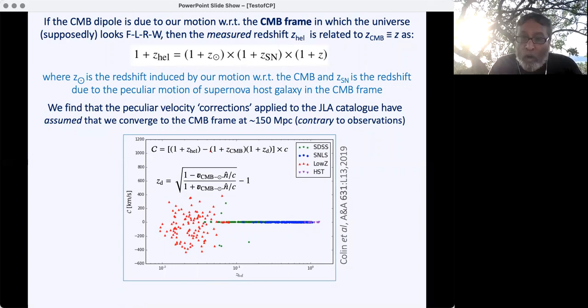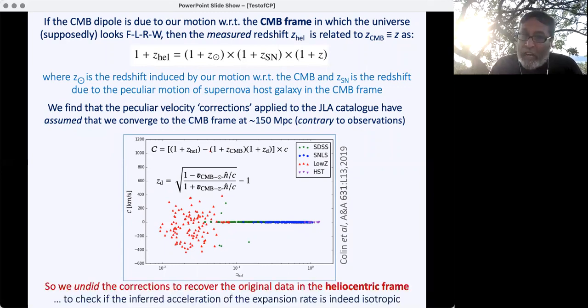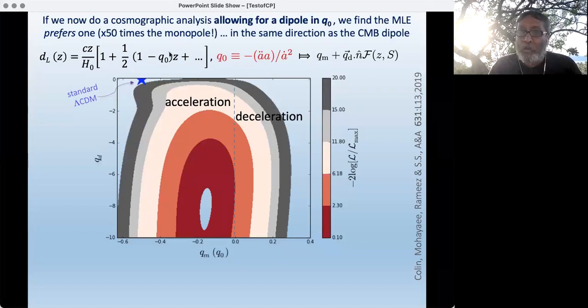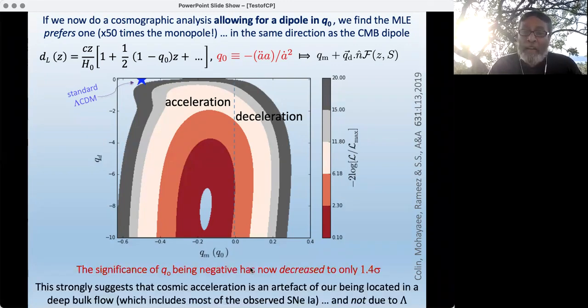So what we did was to undo the corrections they had done to get the original data corresponding to the heliocentric frame. Then we analyzed the luminosity distances for the supernovae in a cosmographic analysis, so just the Hubble parameter and the deceleration parameter, and we allow the deceleration parameter to have a directional dependence. We find that the deceleration parameter is largely a dipole, about 50 times bigger than the monopole. The monopole is consistent with zero at 1.4 sigma, but the dipole is different from zero at 3.9 sigma. This is why I said that the acceleration is also not isotropic. It is along the same direction that we are moving.